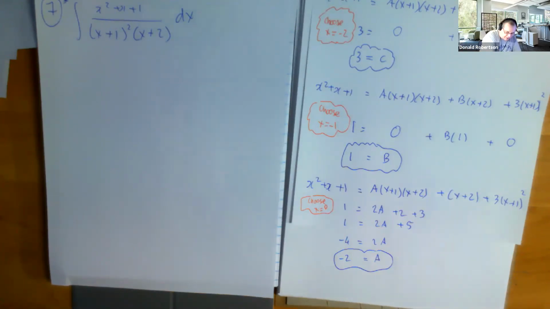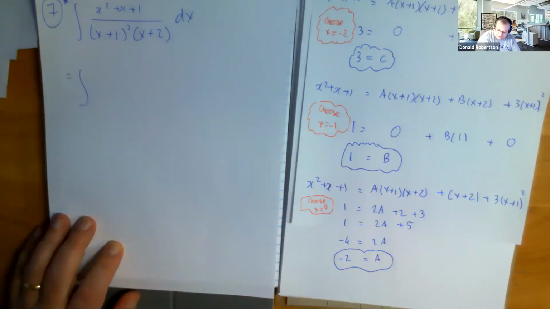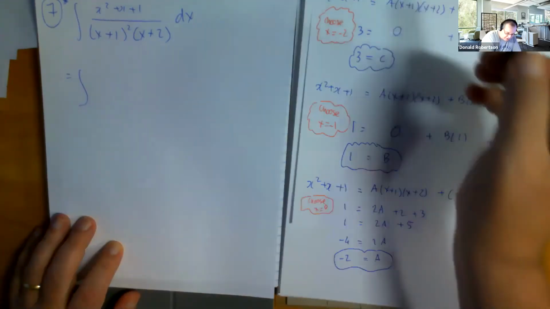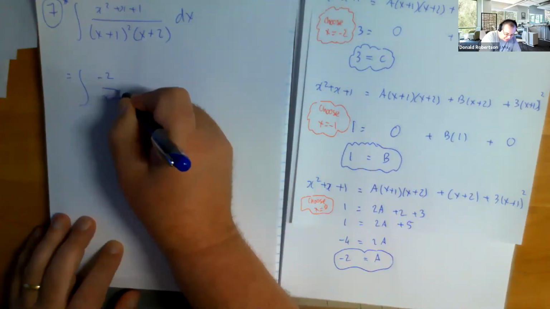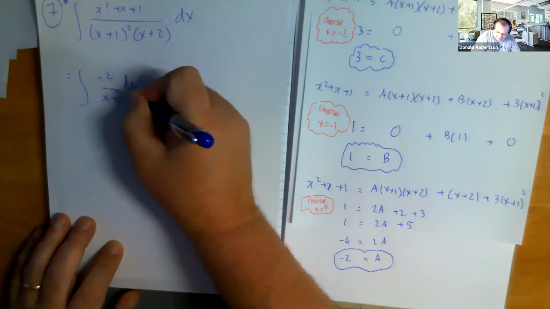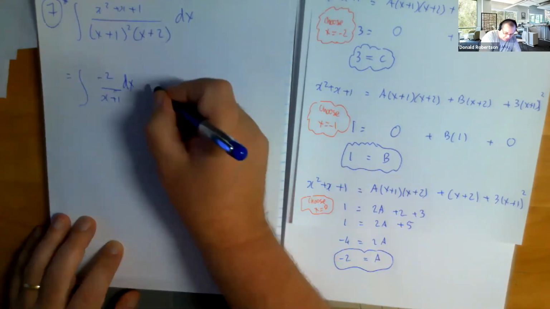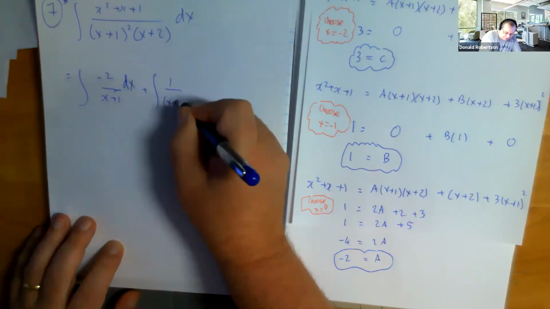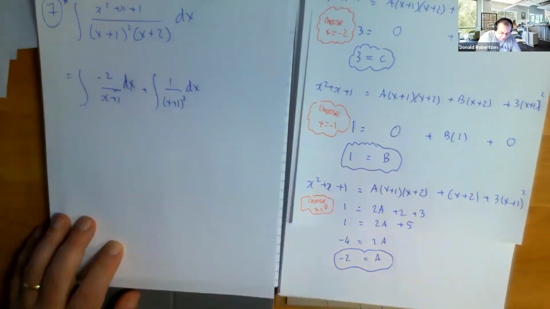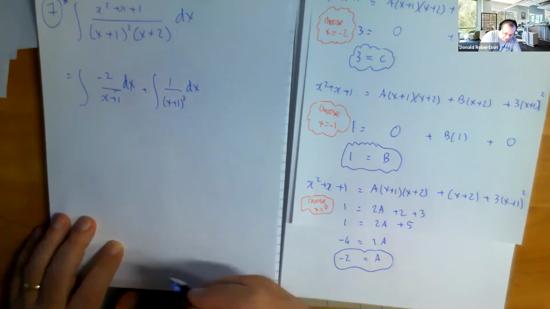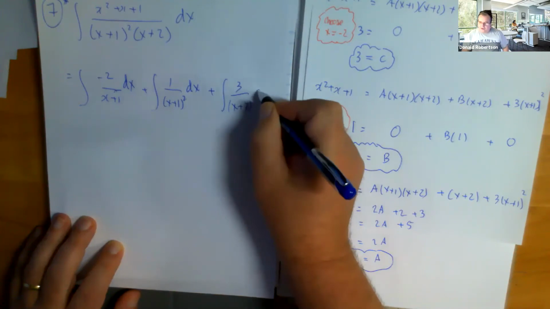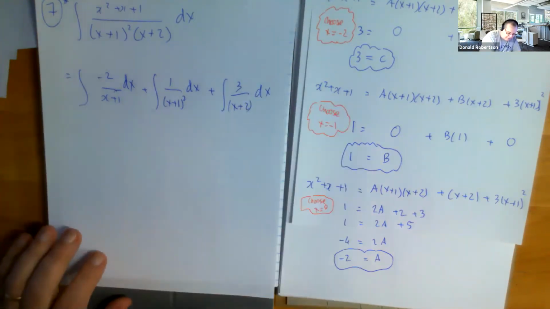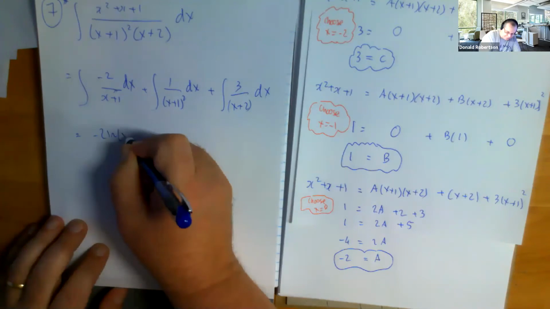Right, so what does this guy become? Well, he becomes an a over x plus 1. So that's a -2 over x plus 1. And I'll put a little dx on that. I'll separate them as we're doing it. And then we have a b. So that's a 1 over x plus 1 squared. And then we have a c, which is a 3 over x plus 2. So there's our 3 partial fractions. Now I know the answer to that is a log. I know the answer to this guy is a log.